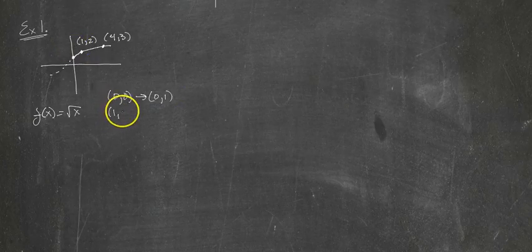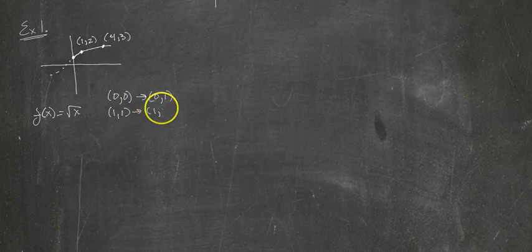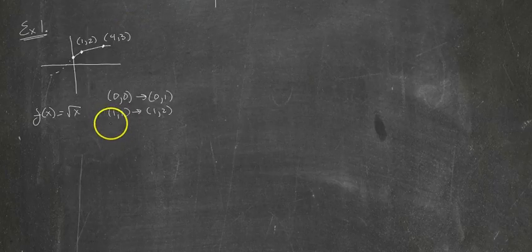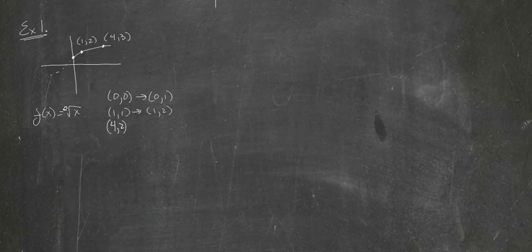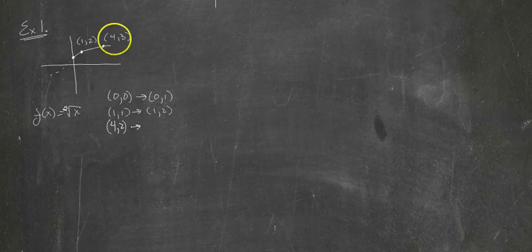The 1, 1 point migrated to 1, 2, and the point that would have been 4, 2, excuse me, I've written that wrong. The point that would have been 4, 2, you put 4 into the radical and you get 2 out. Now we know it's an actual square root. That point went from being 4, 2 to being 4, 3.